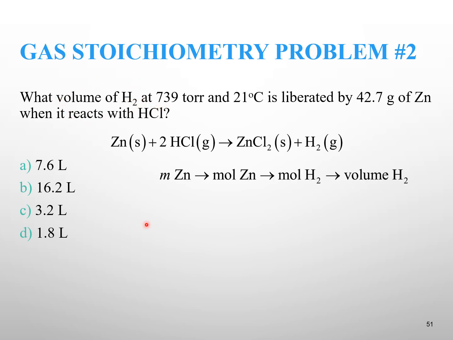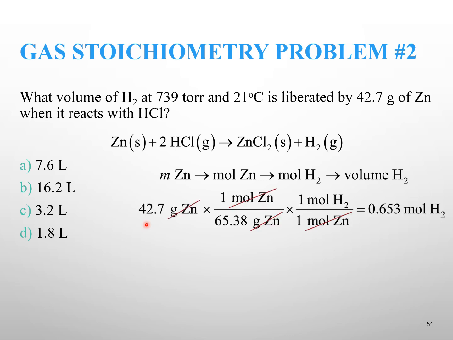So let's go ahead and do that. 42.7 grams of zinc divided by 65.38 grams of zinc, because 1 mole of zinc is 65.38 grams. Cross off the zinc in grams. We have moles of zinc. Mole to mole ratio is 1 to 1. Moles of zinc is crossed off. We have 1 mole of H2. Our answer gives us 0.653 moles of H2.